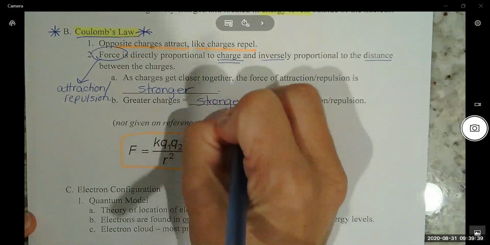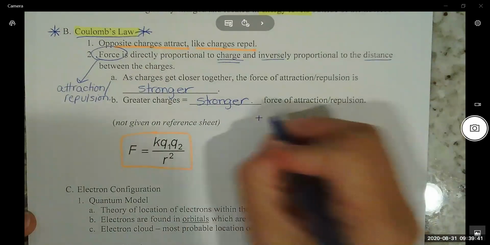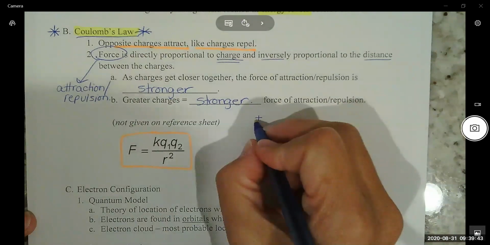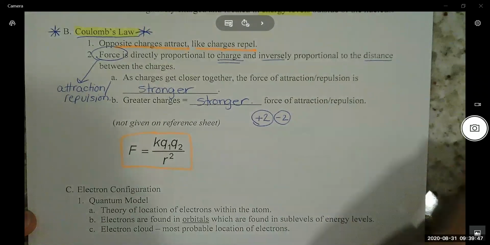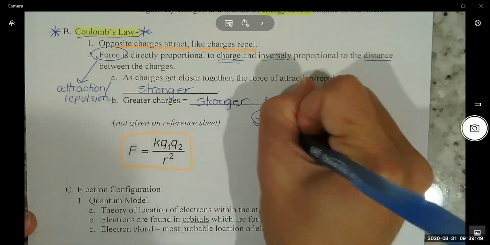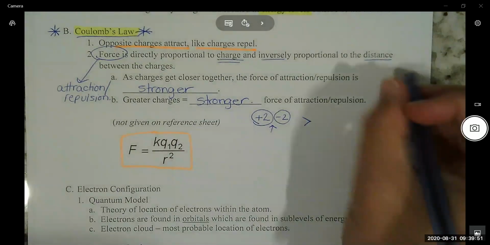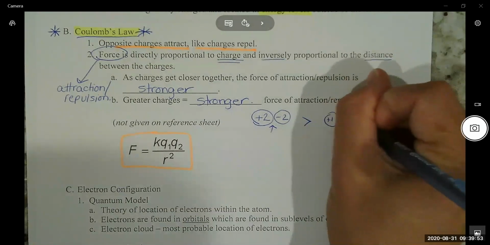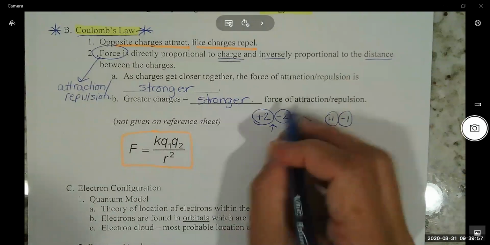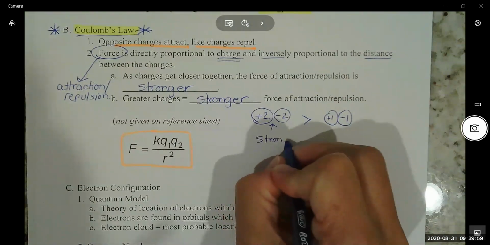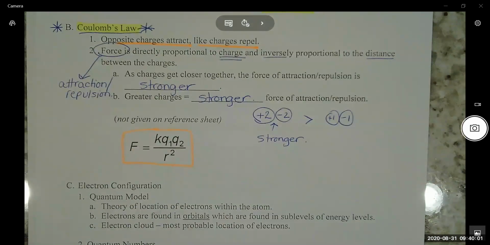And the greater the charges are, the stronger the force of attraction is going to be. So if we're talking about ions, and I have an ion with a +2 charge and an ion with a -2 charge, the force of attraction between them is going to be stronger than if I have an ion that's +1 and an ion that's -1. That's going to have a stronger force of attraction because their charges are larger.